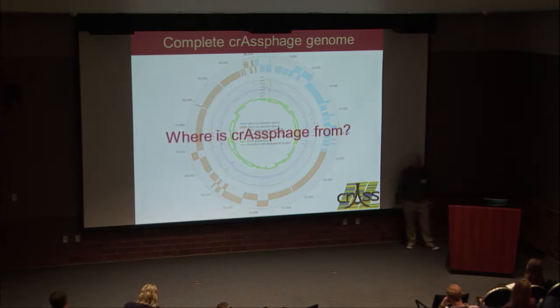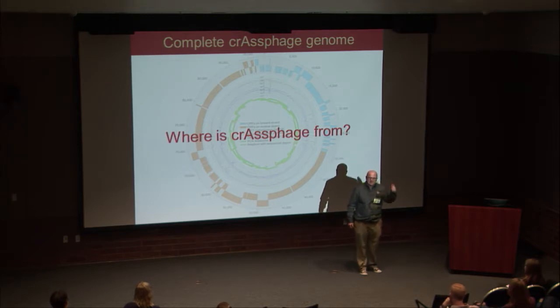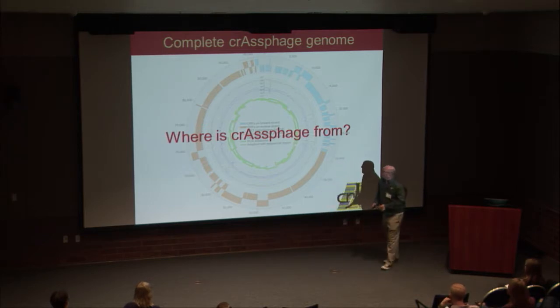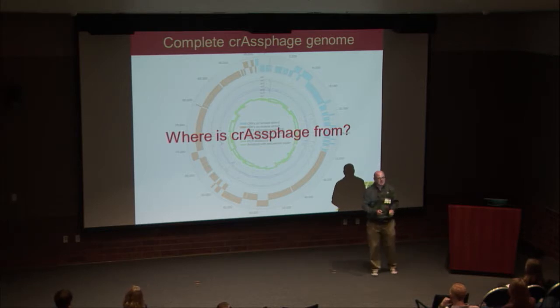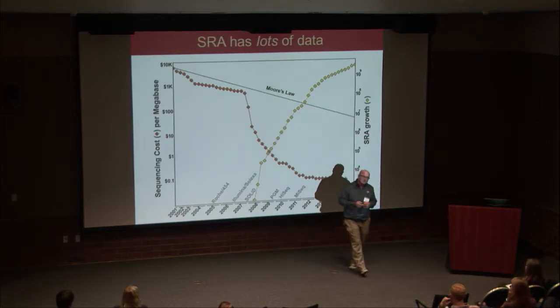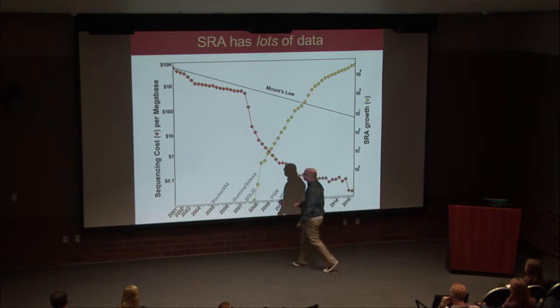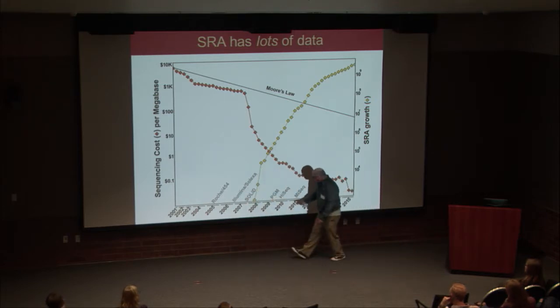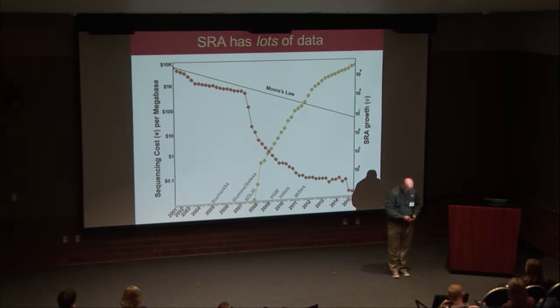So, we've got this phage. It's in a bunch of kids in Missouri, Jeff Gordon's kids. What we'd like to know is, where else can we find it? When we did the initial study, we looked at a bunch of metagenomes, and so we went to the sequence read archive. This is the growth of the sequence read archive over time. And the yellow is the amount of data. We've got terabases of data that's just sitting there that nobody's using.